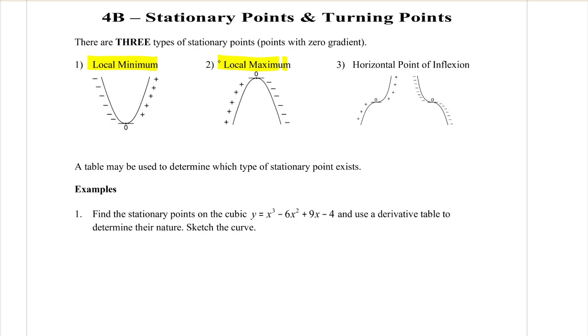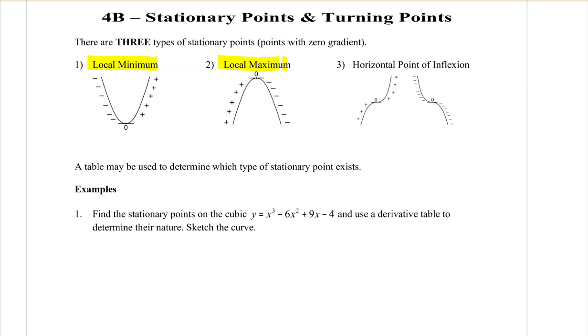And we have a local maximum. And then we did see these briefly last lesson. We have horizontal points of inflection, which while they're not actually turning around, they're not turning like a parabola kind of shape, they are slowly becoming a 0 gradient before they continue to be either all positive or all negative.